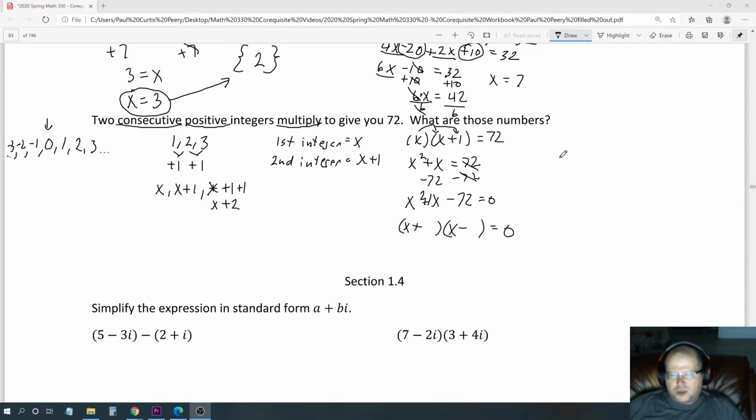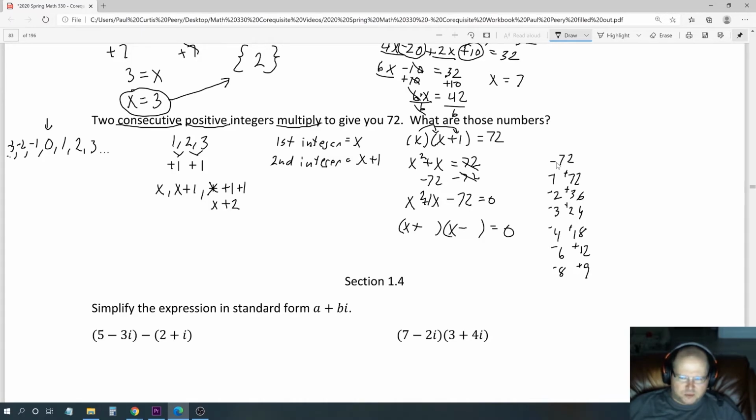Okay, so you could do some numbers here. So 1 and 72, 2 and 36, 3 and 24, 4 and 18. And we could have a 6 and a 12, and we could have an 8 and a 9. Because the positive has to be stronger, all the numbers on the right are positive, and all the numbers on the left are negative. So those are combinations of numbers that we can multiply together to give a negative 72.